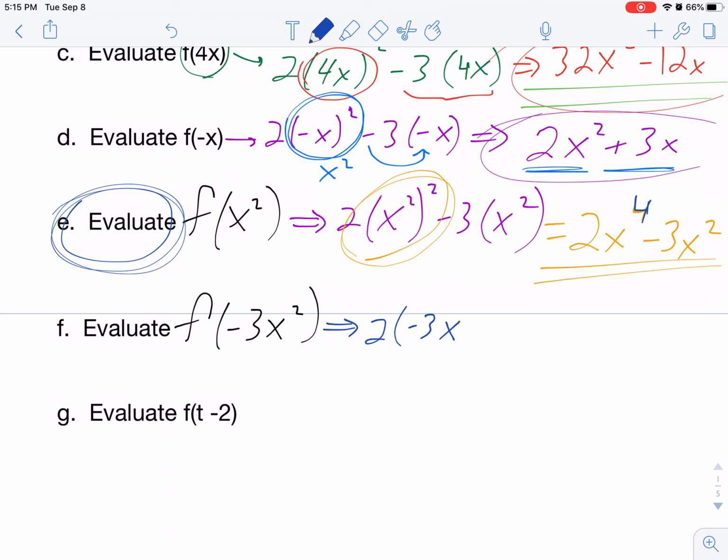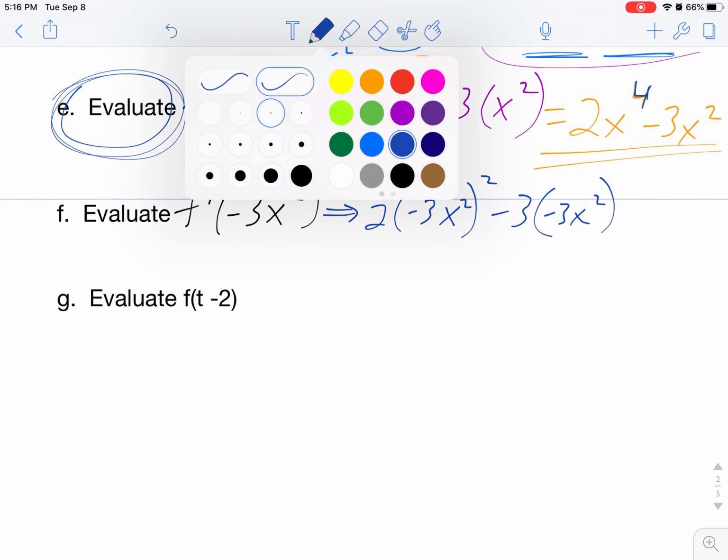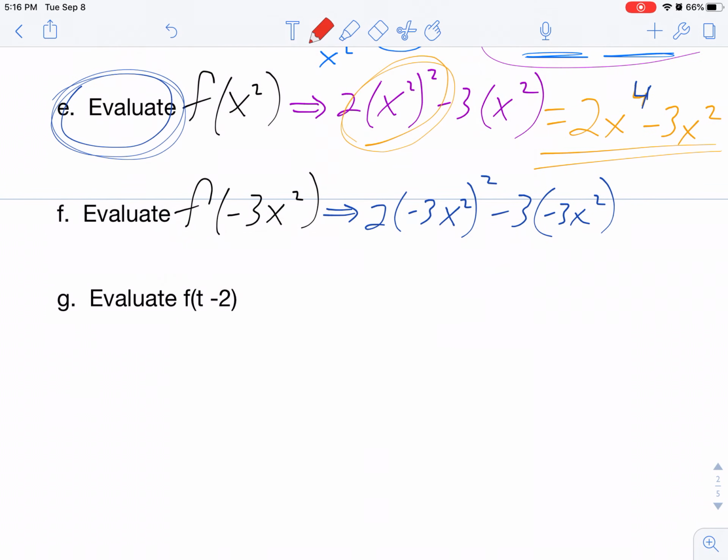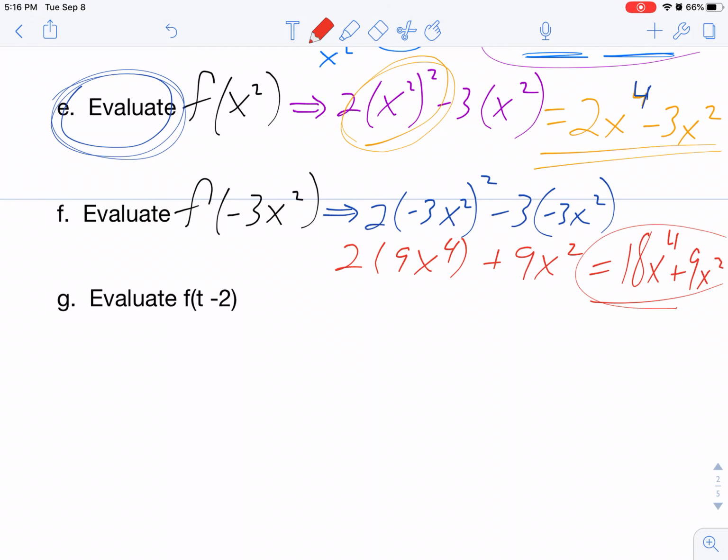And here's another similar one. We need to square negative 3x squared. Well, negative 3x squared is going to be 9x to the fourth, and this is just 9x squared over there on the right. So this final answer will be 18x to the fourth plus 9x squared.